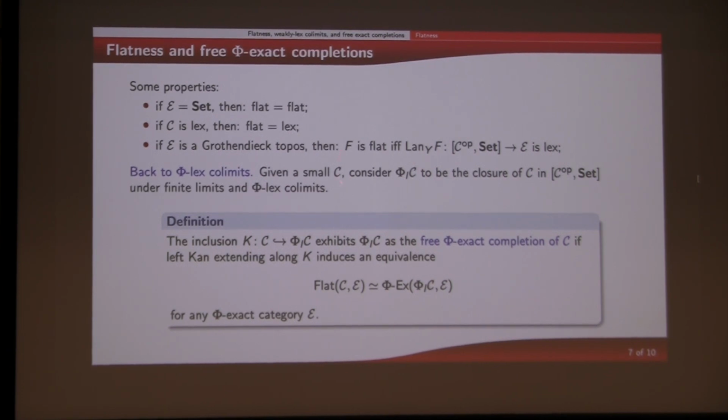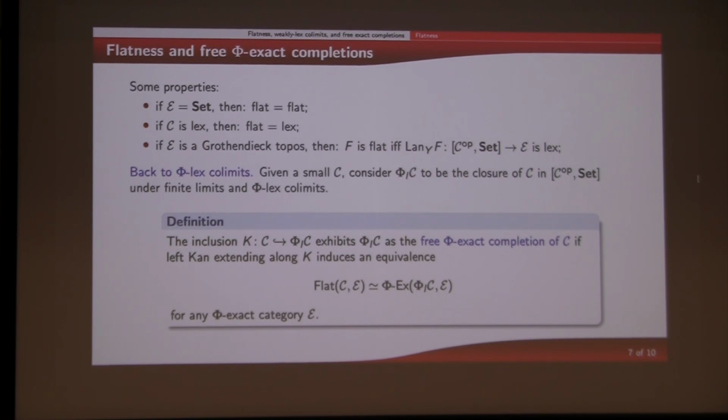I can define Phi L of C as before, as the closure of C under finite limits and Phi-exact colimits, and say that that is the free Phi-exact completion on C if left-hand extending induces this equivalence. And since flatness in the lex case coincides with being lex, when C is lex, this is just the free Phi-exact completion that we had before. However, at some point we'll recapture the theory of the weakly lex case, but already that says that the free Phi-exact completion doesn't always exist, so this property is not always true. For the weakly lex case, you need C to be weakly lex, but in general, for example, if you take Phi to be empty, you already need C to be lex itself.